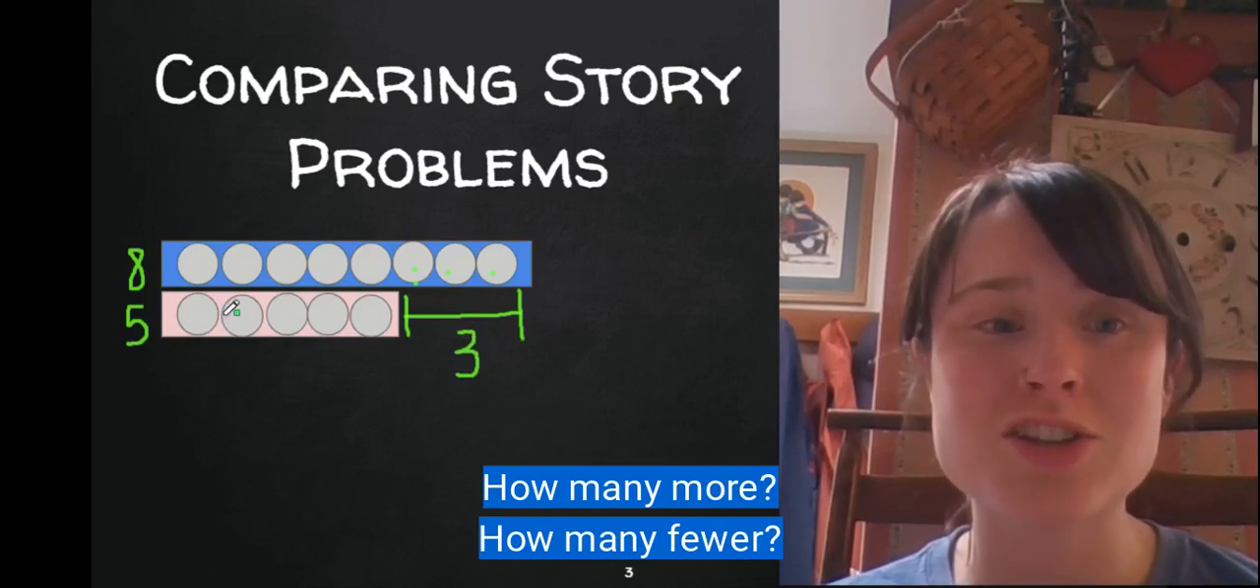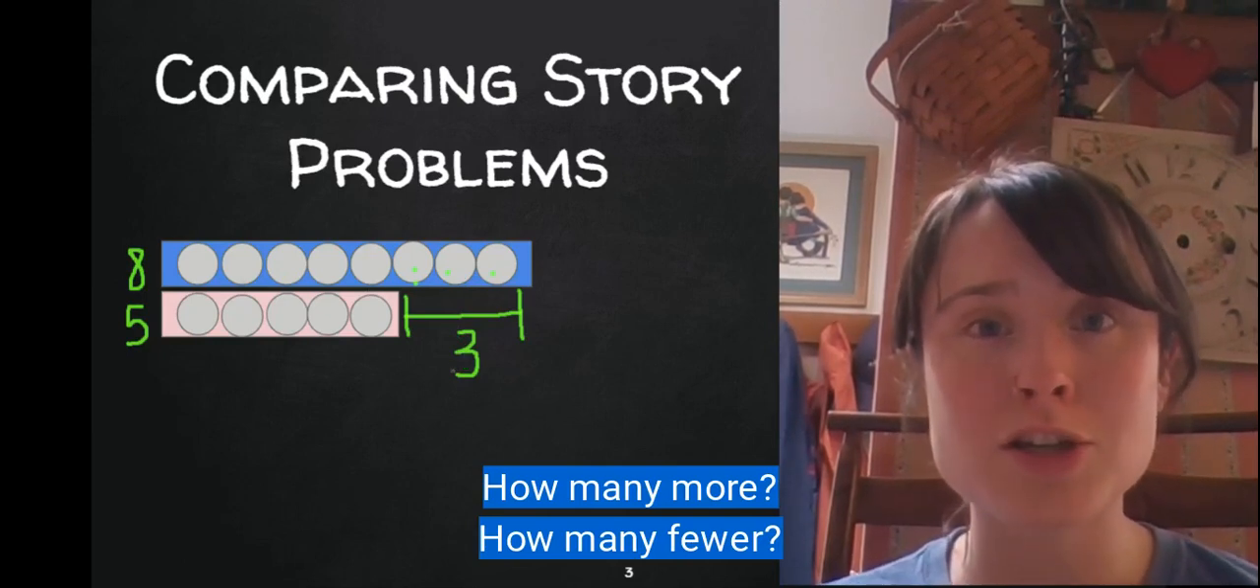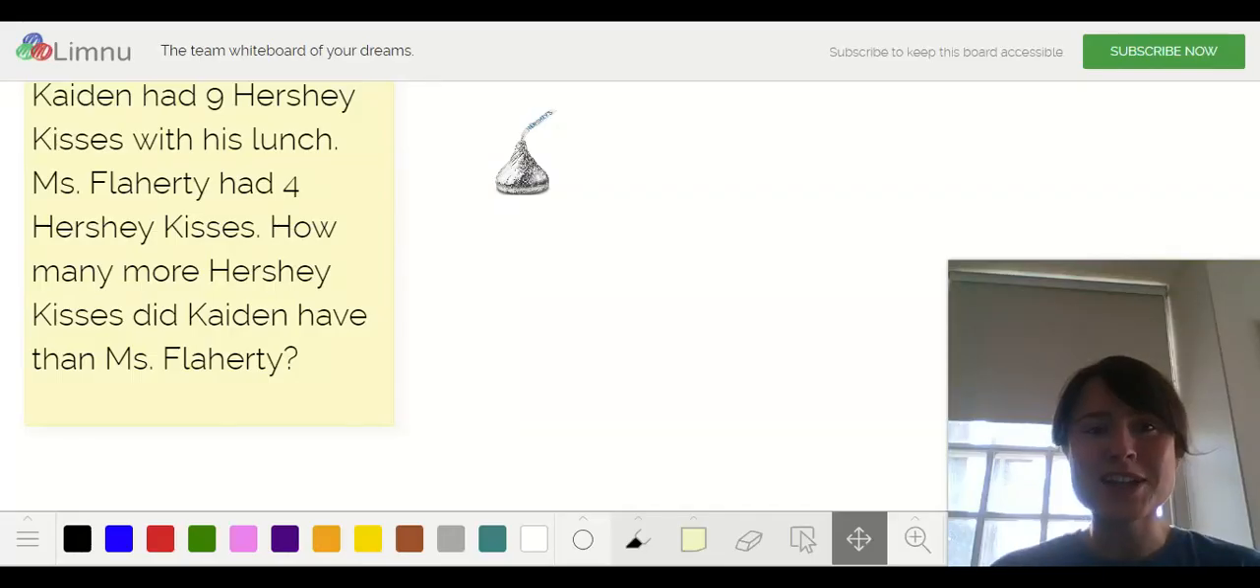This is a great strategy, setting up bar models like this, that you can use in our first challenge problem coming up next. Let's go ahead and get started by reading our story problem. Remember, as I'm reading it, make sure you're visualizing and making a brain movie of what you hear.